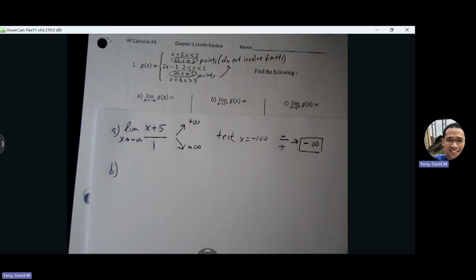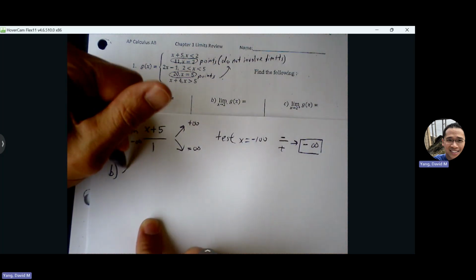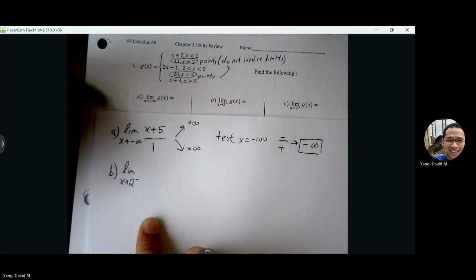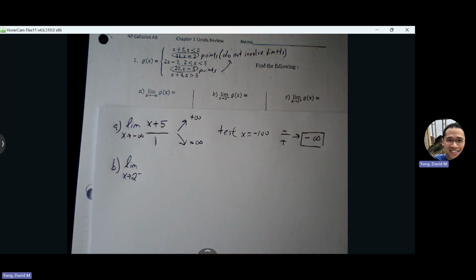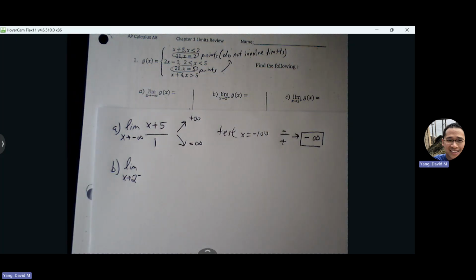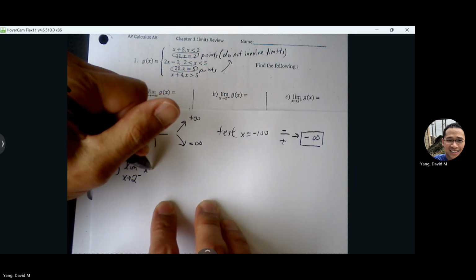Okay, part B, limit as x approaches 2 from the left side of 2. So which graph is approaching 2 from the left side of 2? Still the first one, yeah. So x plus 5 is going to be all the way up until 2.